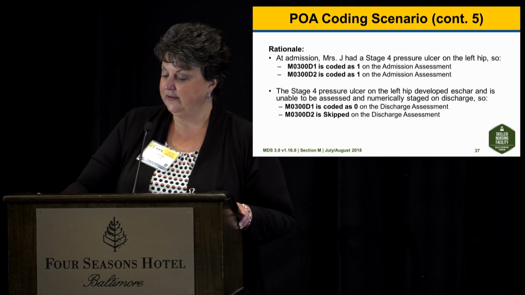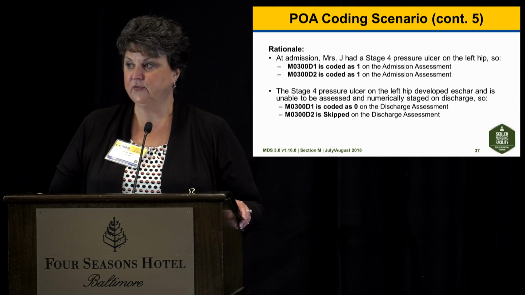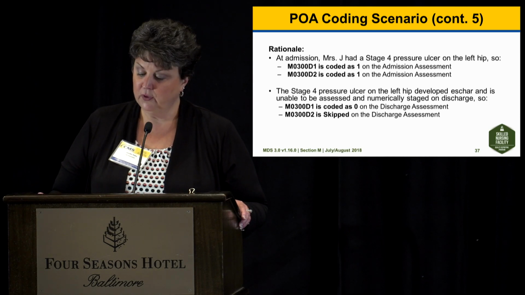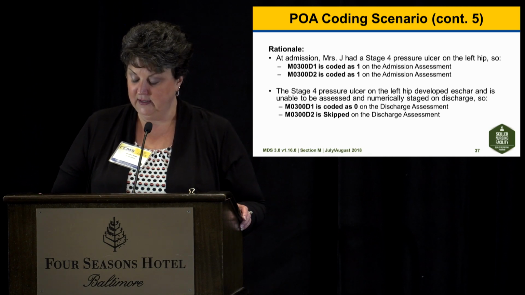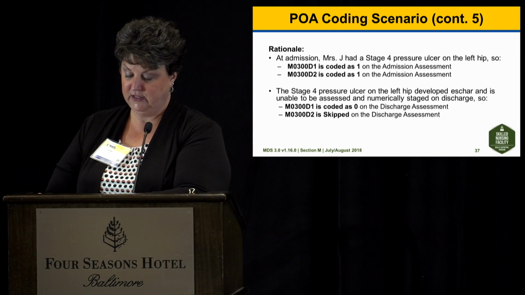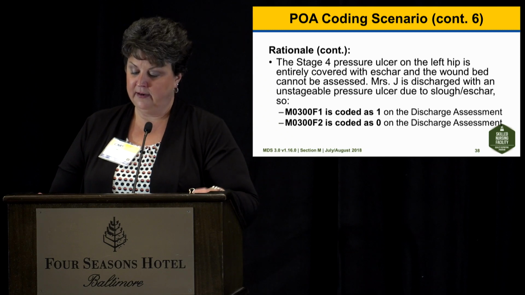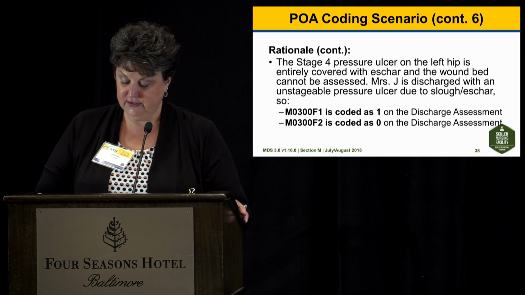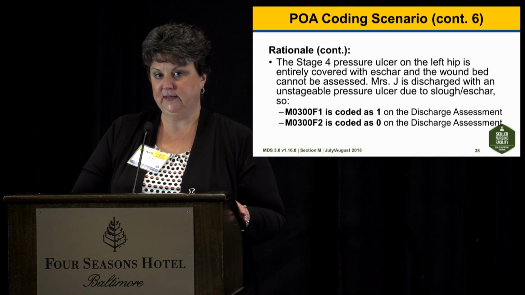So here's our rationale. At admission, she had that stage 4 on her left hip. So we code the admission assessment as 1 stage 4 ulcer, and that one ulcer was present on admission. But then the stage 4 became unable to be numerically staged during her stay. So on discharge, the discharge assessment is coded as 0 for D, where we code stage 4s, and we are going to skip D2, and we are going to capture that ulcer in M0300F1 on the discharge assessment as unstageable, and then we will count that as not present on admission.